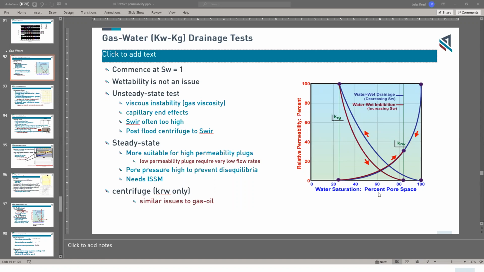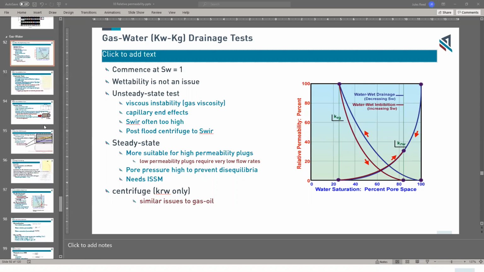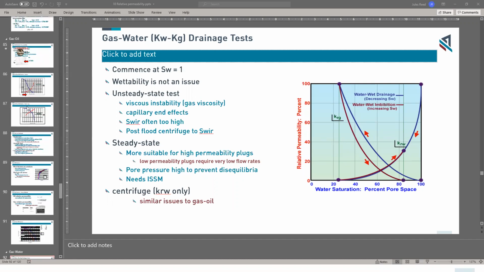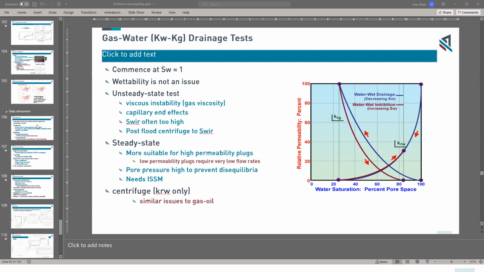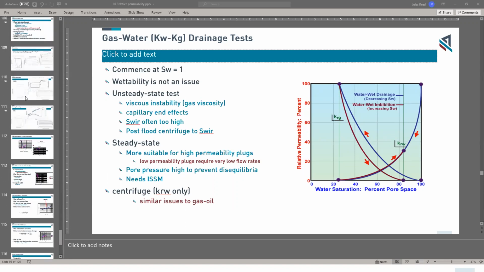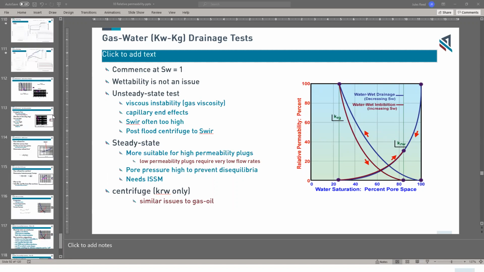I had another one through here: the differences between co-current and countercurrent imbibition to measure trapped gas. Maybe I should have included, I thought I did have a screenshot of co-current and countercurrent.